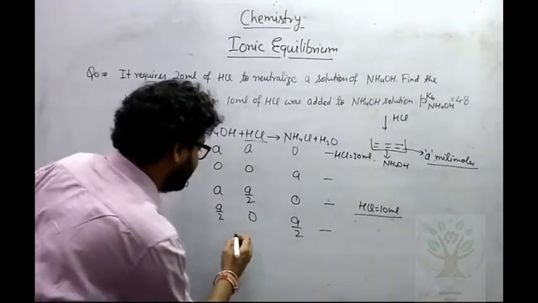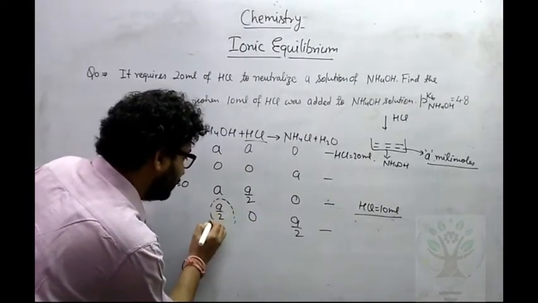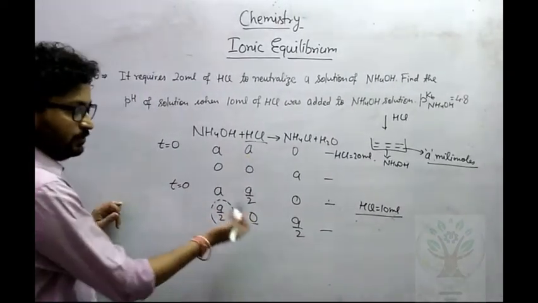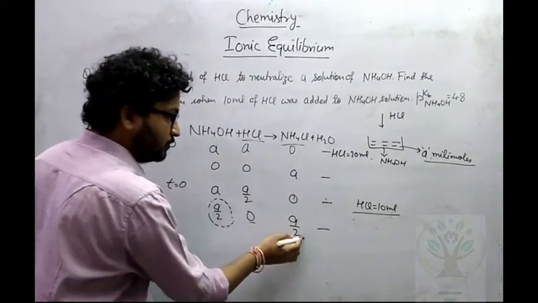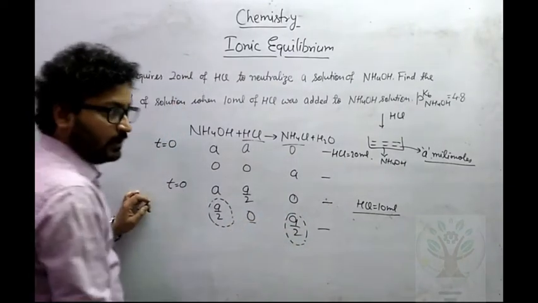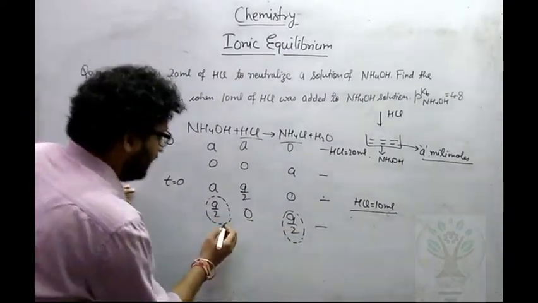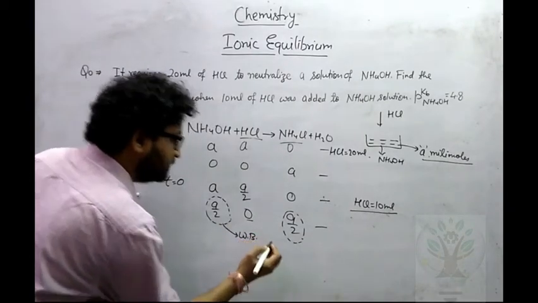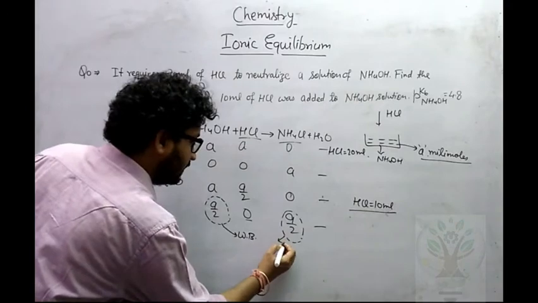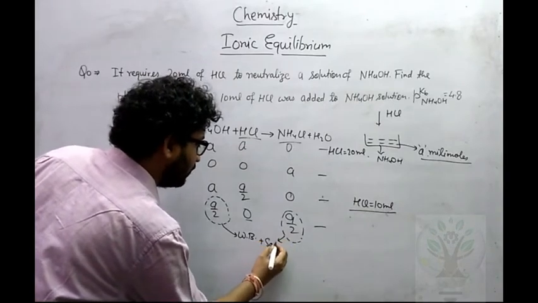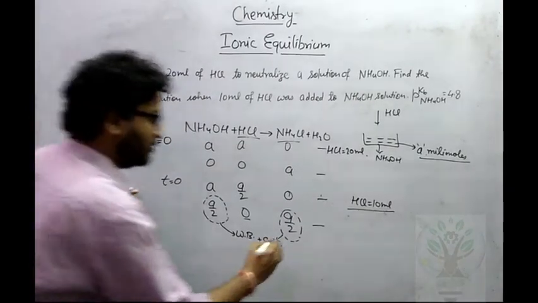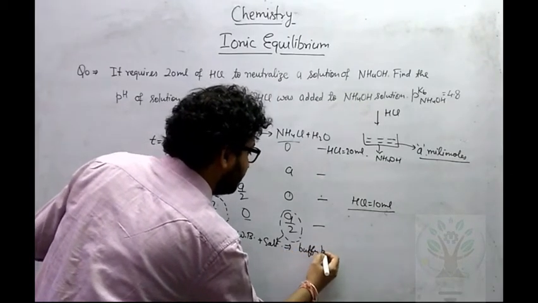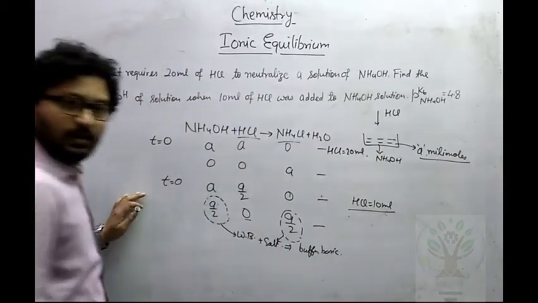Good. Now can you tell me, what do you have in your solution? Do you have NH4OH in your solution? Yes. Do you have HCl in your solution? No. Do you have NH4Cl in your solution? Yes. Do you have water? Yes, of course I have water. Now what is this? This is the presence of a weak base. And what is this? This is the presence of a salt. So this combination will give you what? Buffer. Which type? Basic. Are you getting this?